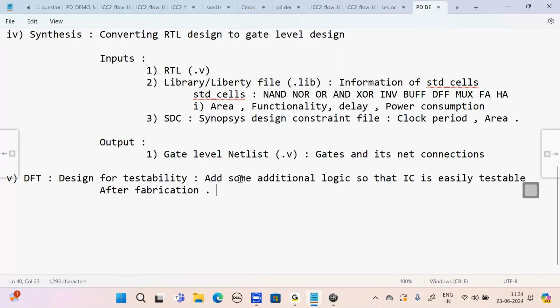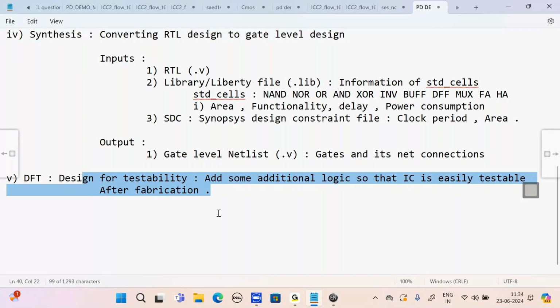Yes, if we are adding in the netlist, right? Netlist only we are going to convert to the layout level or GDS level. So that GDS only we are giving to Foundry. So Foundry is going to fabricate these cells also, right? Which is added by DFT team. These cells will be present in an IC.